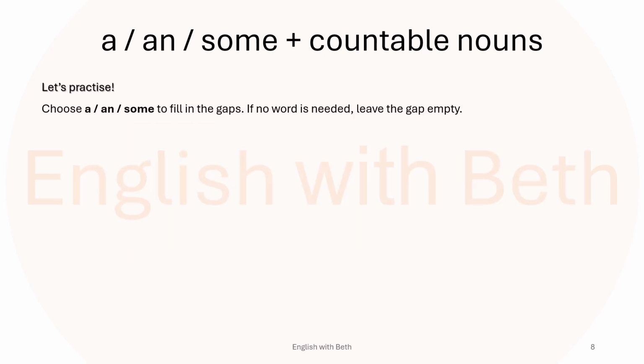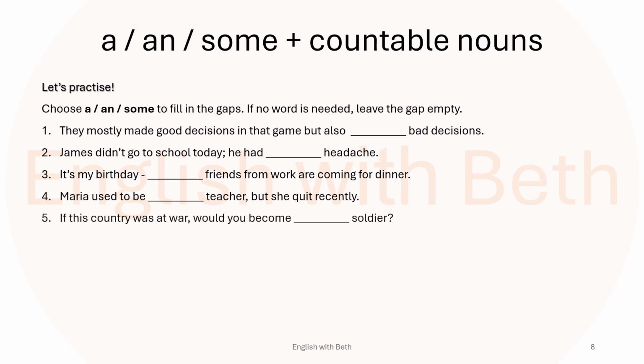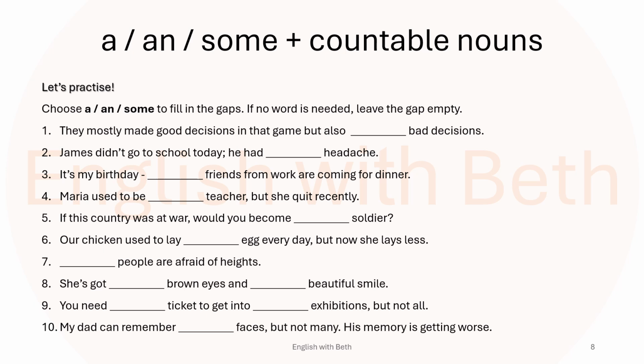So, let's practice. Choose a, an, or some to fill in the gaps in the following sentences. If no word is needed, leave the gap empty. There are 10 sentences. Pause the video now and see if you can fill in those gaps with a, an, or some, or leaving the gap empty. Now let's go through the answers together.